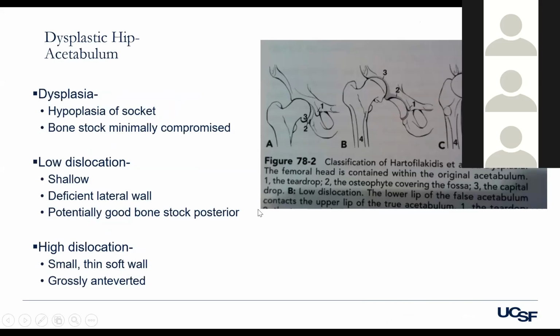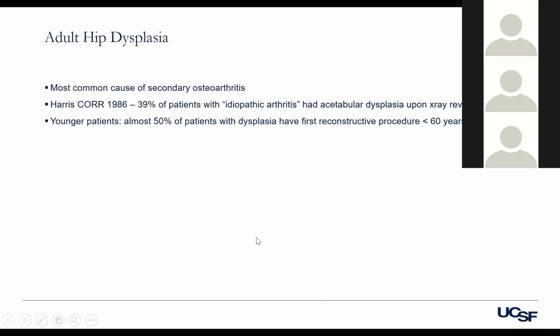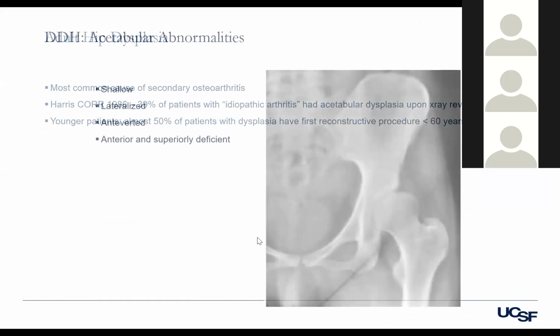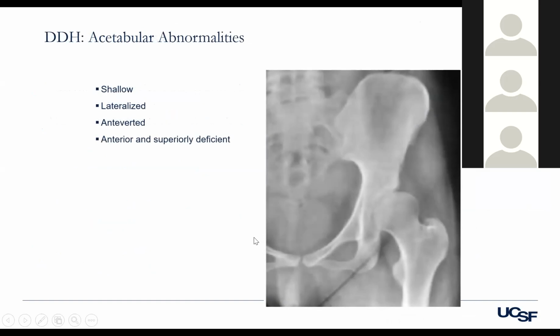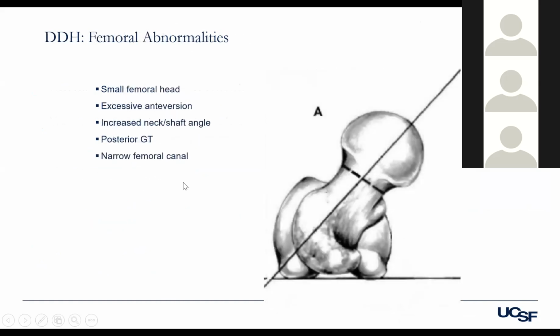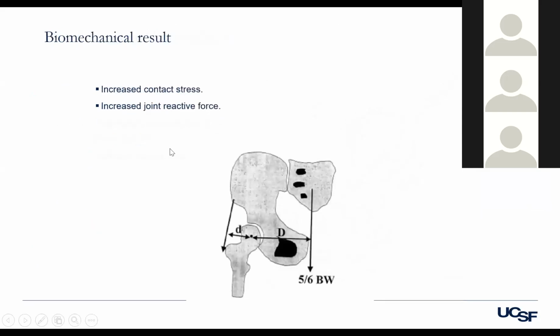Those are the treatment differentiations. What else? There's a shallow acetabulum, usually anteverted, usually anterior and superiorly deficient. The femoral head and femoral shape are also different because this is a developmental problem: often there's excessive anteversion and a valgus neck. The greater trochanter is often farther posterior than normal, and the femoral canals are often very narrow.